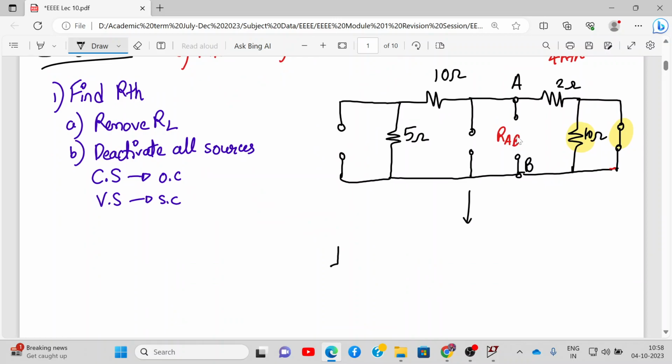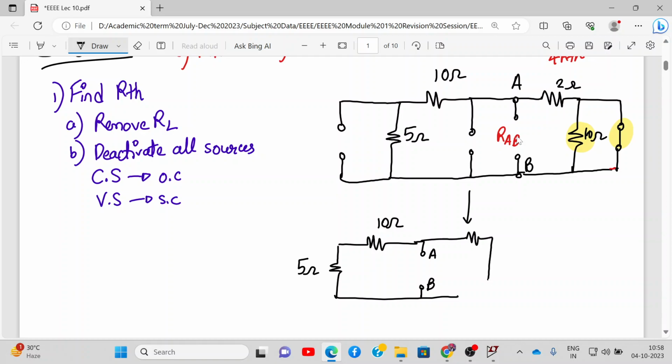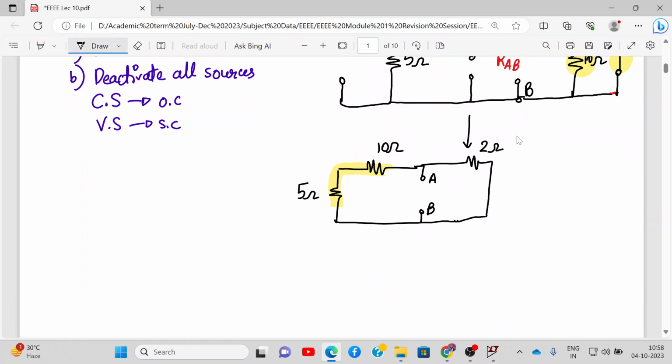Over here we have 5 ohm resistance. Then we have 10 ohm resistance. Then we have terminals A and B. And on that side we have 2 ohm resistance, and this 10 ohm resistance will be replaced with the short circuit. Now if you see carefully, this 5 ohm resistance and this 10 ohm resistance will be in series. So this will be 5 ohm plus 10 ohm, that will be 15 ohm. The circuit will reduce to the following.